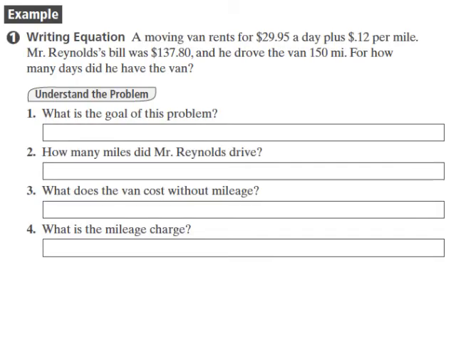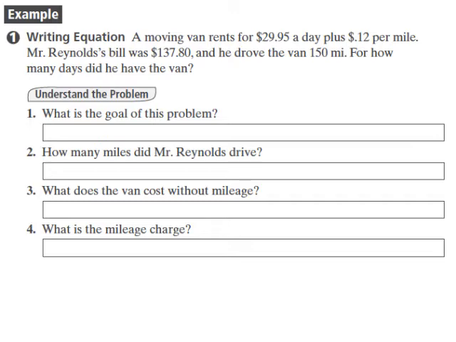Example number 1, writing equation. A moving van rents for $29.95 a day plus 12 cents per mile. Mr. Reynolds' bill was $137.80, and he drove the van for 150 miles. For how many days did he have the van?